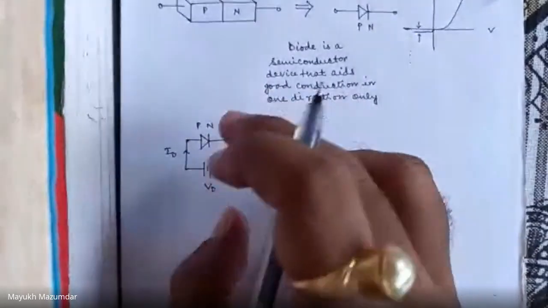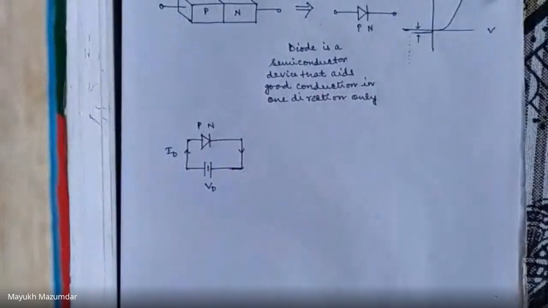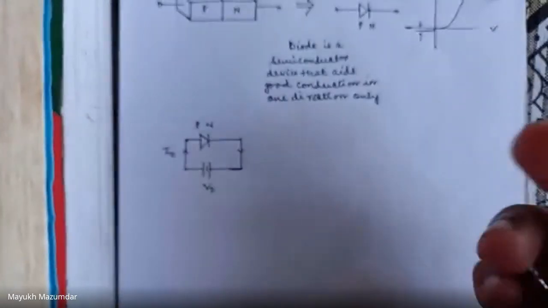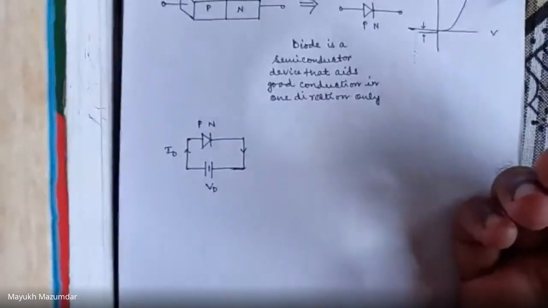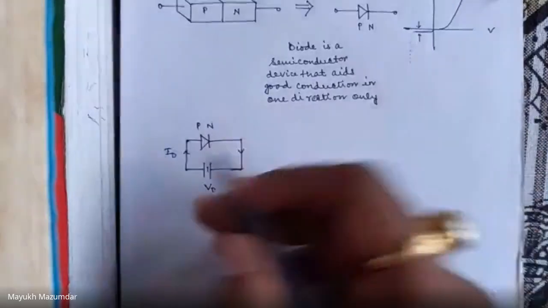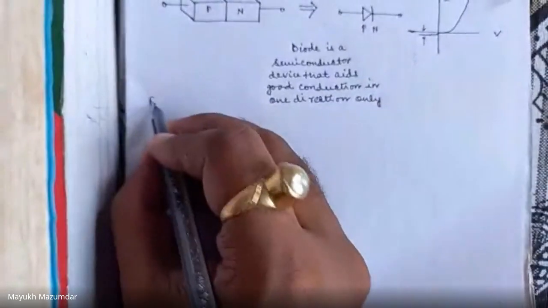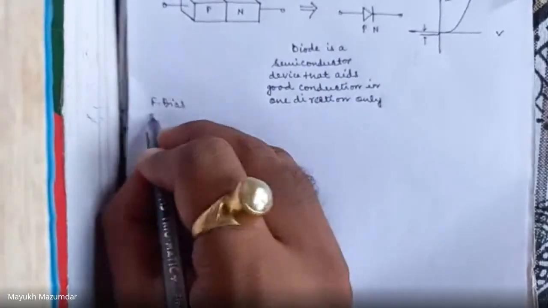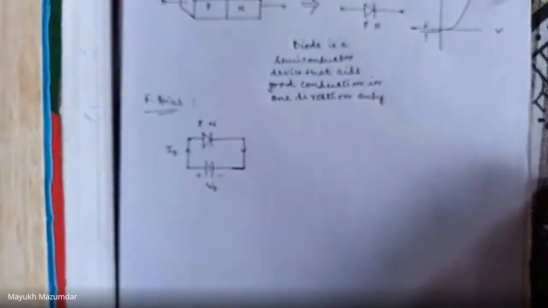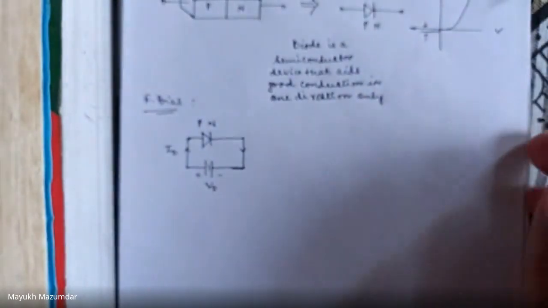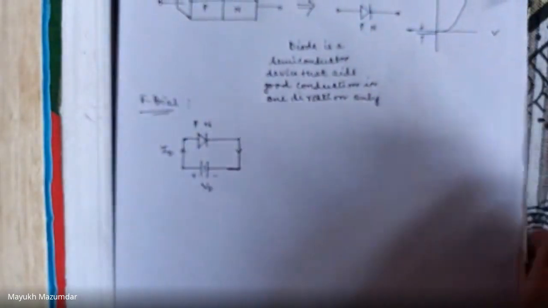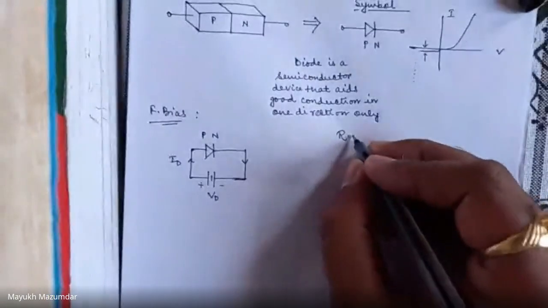Can you tell me what kind of biasing this is? Is it forward or reverse bias? Forward bias, sir. Yeah, don't ask it as a question. You're right, it's forward bias. P is given positive, N is given negative. So this is the forward bias case. So current will flow.